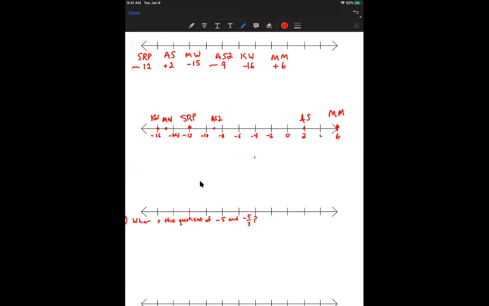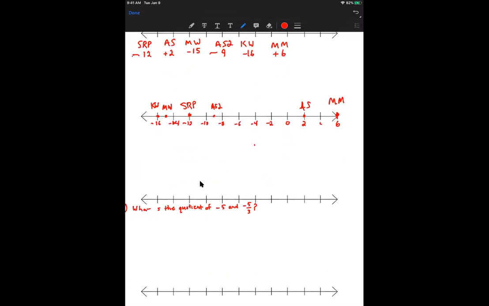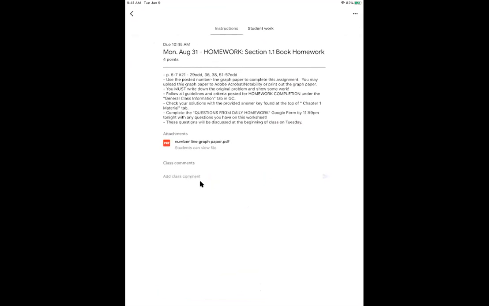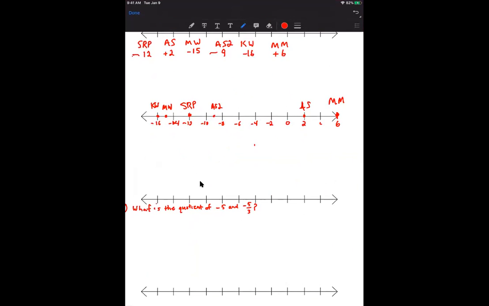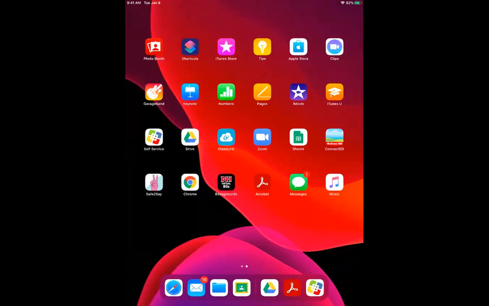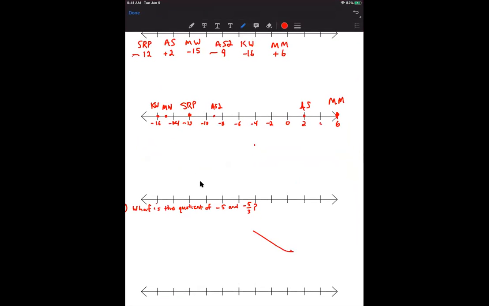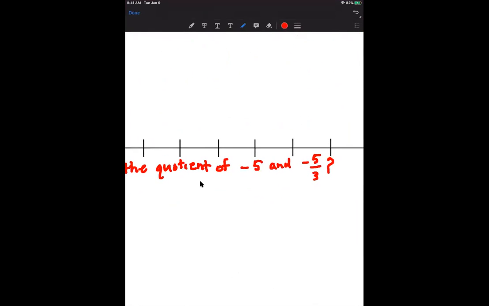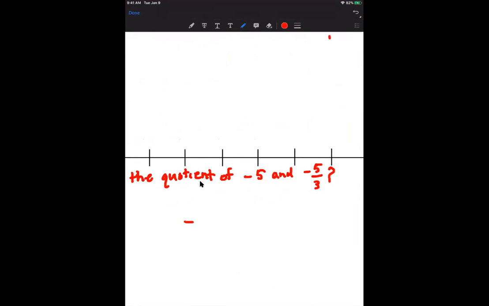And then lastly, we have what is the quotient of negative 5 and negative 5/3? Okay, when we say quotient, we're going to think about division. So how to write this would be negative 5 divided by negative 5/3.